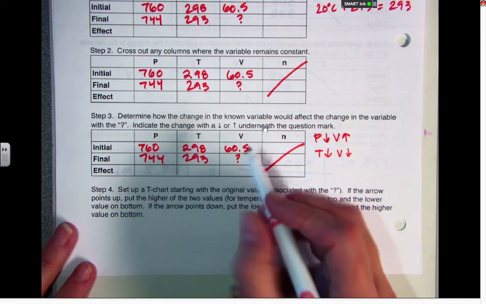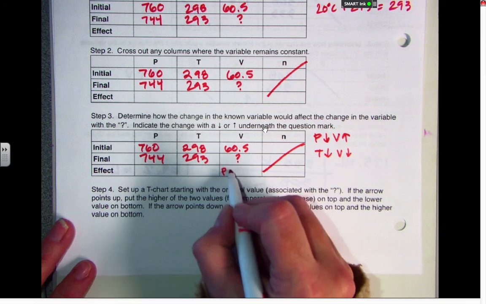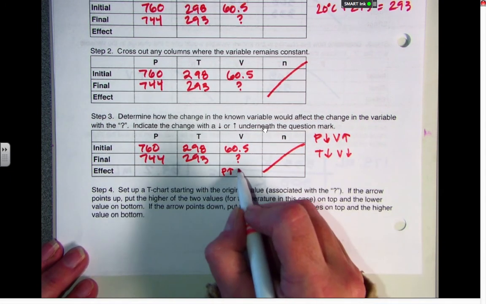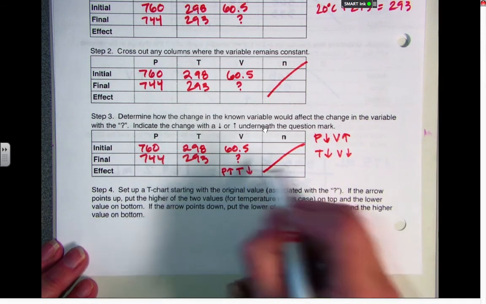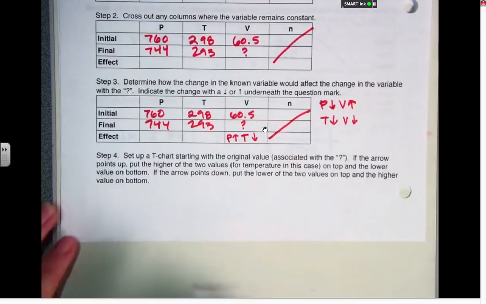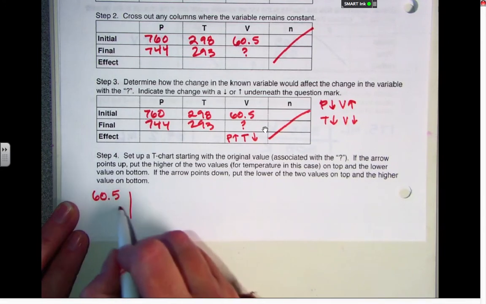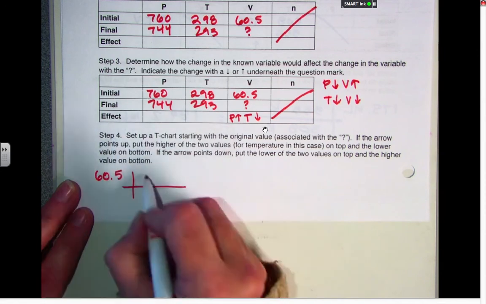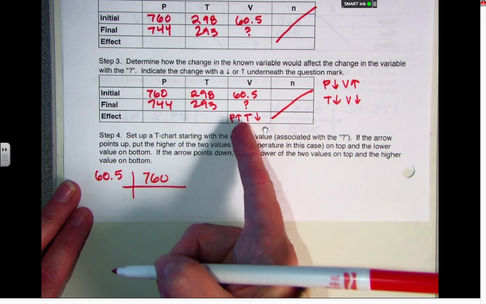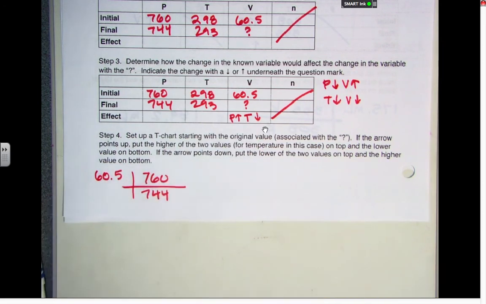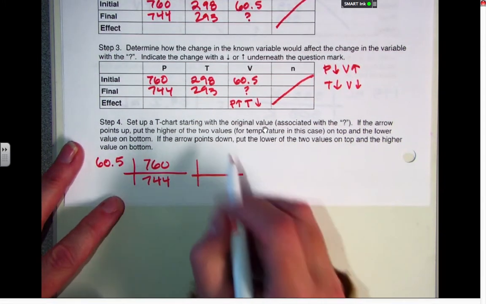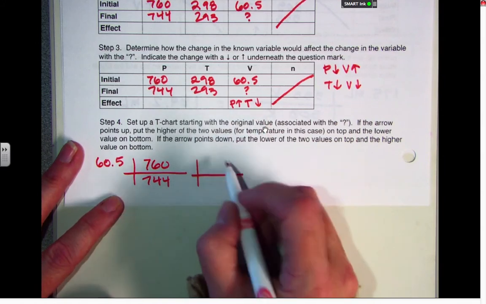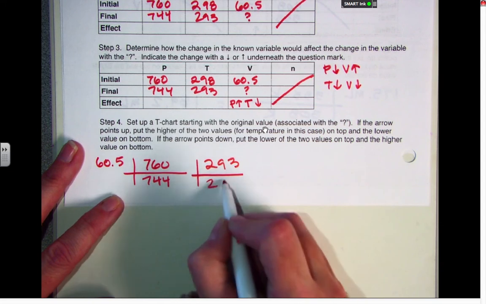So when we look at pressure, we need to use the larger value on top because we're expecting our volume to go up. And with respects to temperature, we're expecting it to go down. So we start with 60.5. I'm going to work with my pressure first. So I'm expecting with the pressure that we need to put the larger number on top because I put pressure increase because we want an opposite relationship. 744. And then we'll set up our temperature. So temperature, we have a down arrow, so that means that we put the smaller on top. 293, 298.